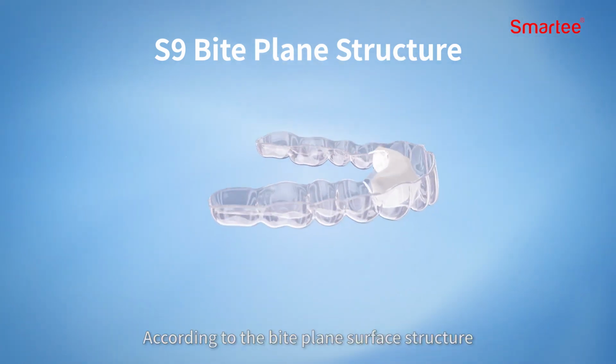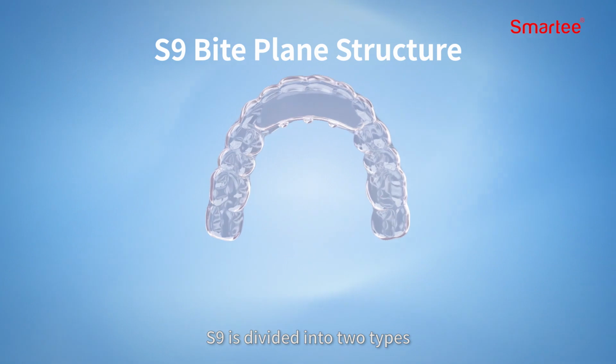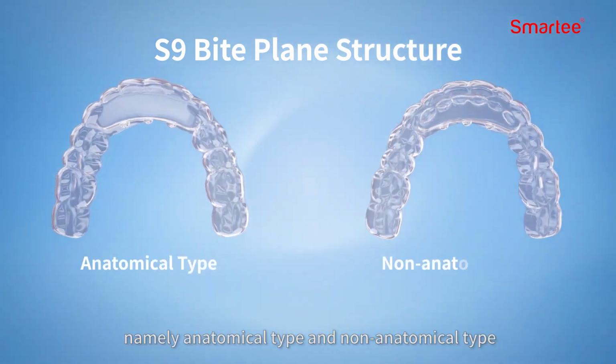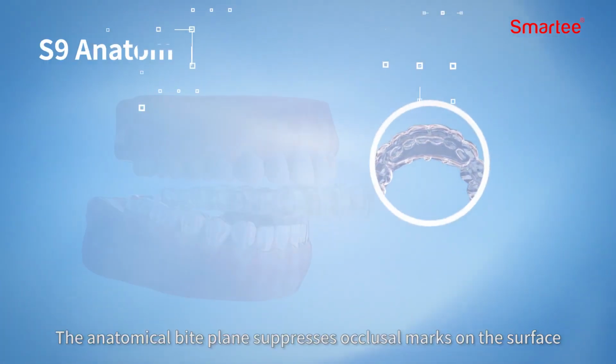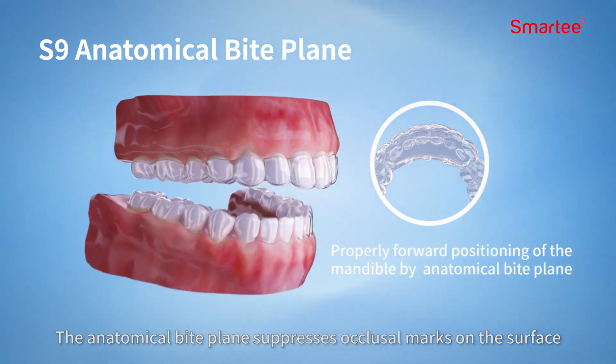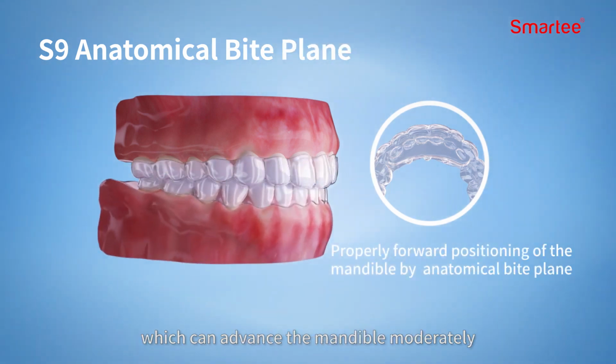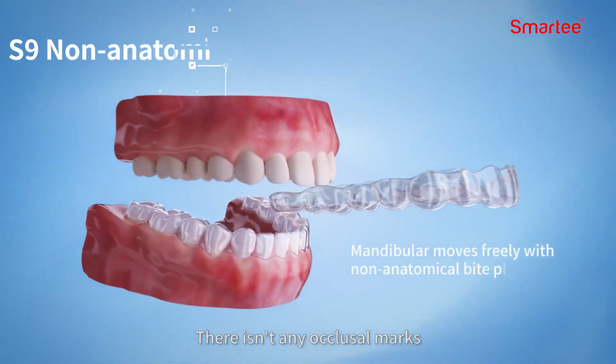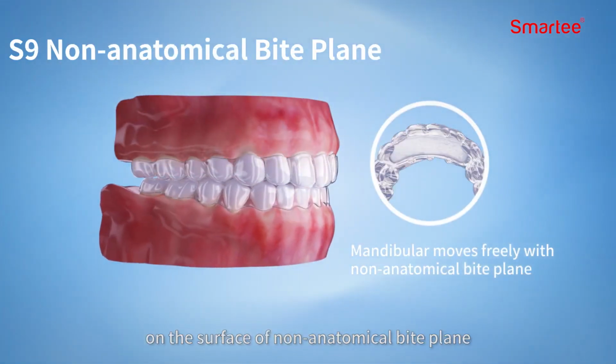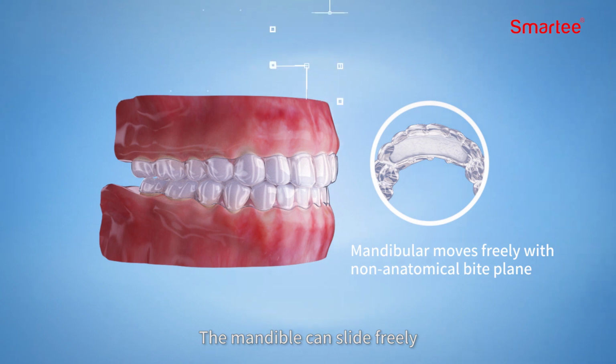According to the bite plane surface structure, S9 is divided into two types, namely anatomical type and non-anatomical type. The anatomical bite plane suppresses occlusal marks on the surface, which can advance the mandible moderately. There aren't any occlusal marks on the surface of the non-anatomical bite plane. The mandible can slide freely.